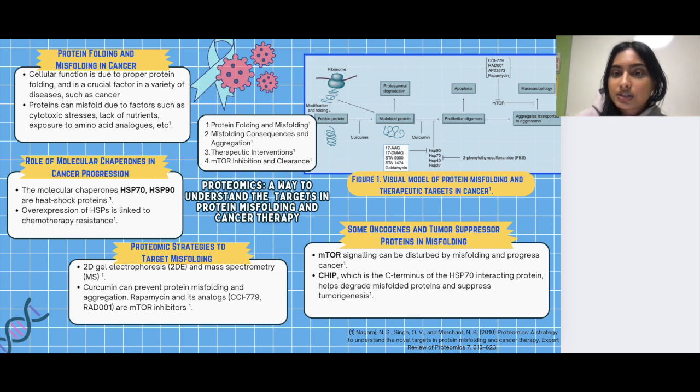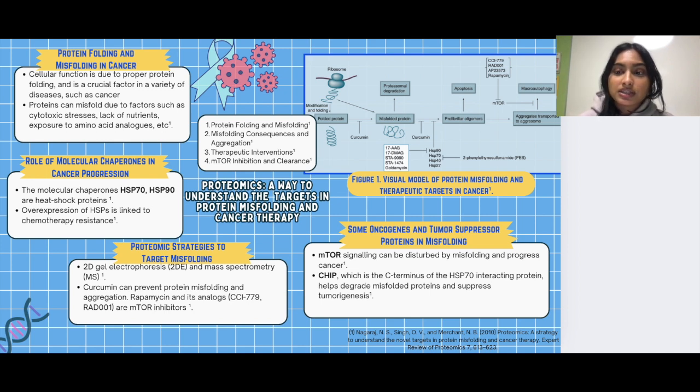So figure 1 shows a visual model of the 4-step process that researchers use to categorize protein misfolding and therapeutic targets in cancer. In step 1, proteins are synthesized, folded, and transported to the Golgi complex and extracellular space. In step 2, misfolded proteins form prefibrillar oligomers, which can trigger apoptosis. These aggregated proteins are then targeted for degradation via macroautophagy.